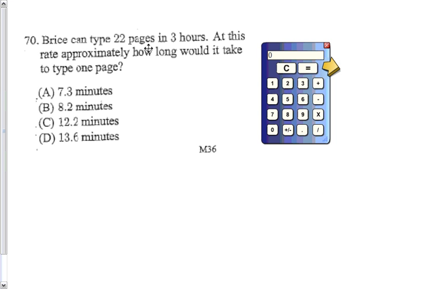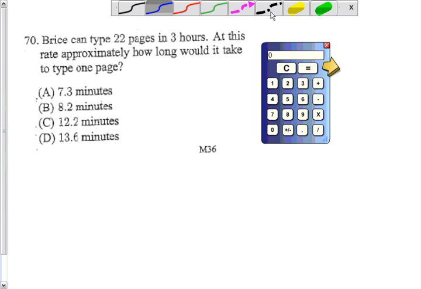Okay, in number 70 here, we have a rate type question with a ratio, and we have to do some conversions. This question really requires you to pay close attention. It's not that difficult if you're paying close attention to the information that's given and exactly what the question is being asked.